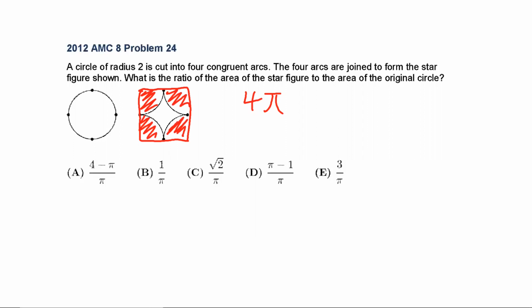So the area of the square is, this is 4 by 4, which means that it's 16 and then minus the area of one entire circle with radius 2. So that would give 16 minus 4 pi. So that's the area of the star figure. And they're asking for the ratio of that divided by the original circle, which is 4 pi. And simplifying that gives you A.